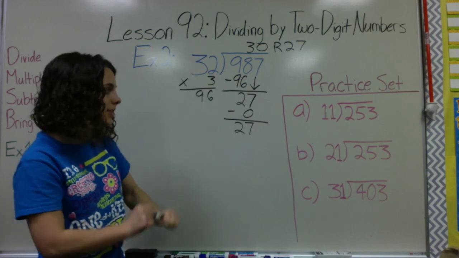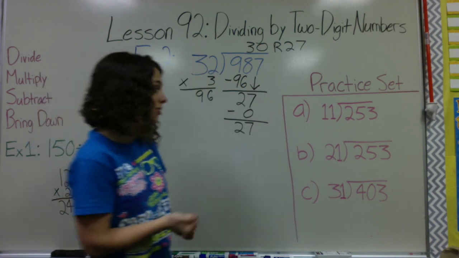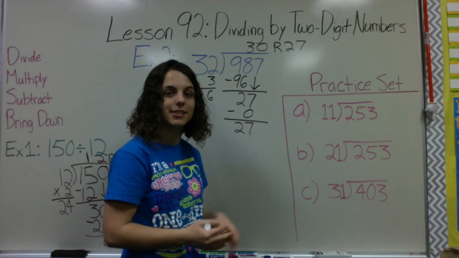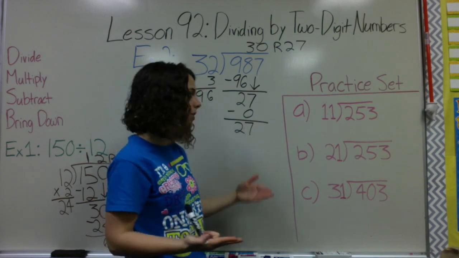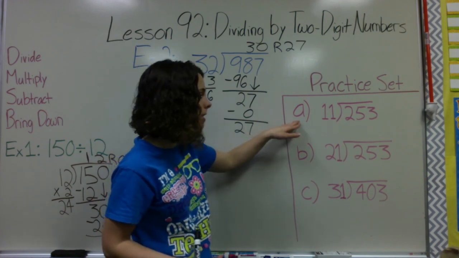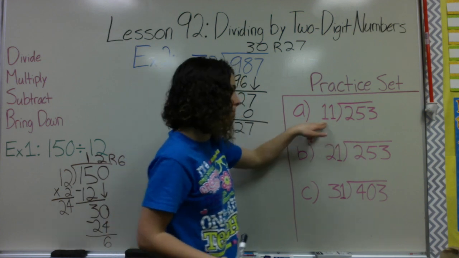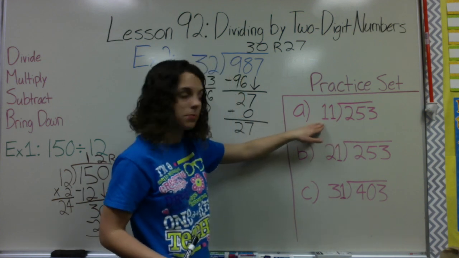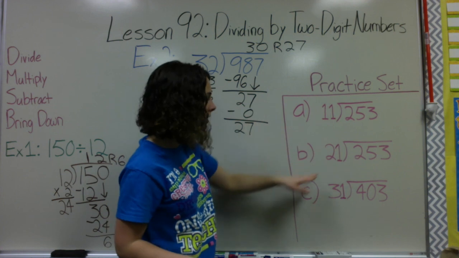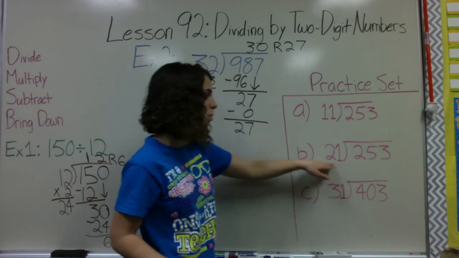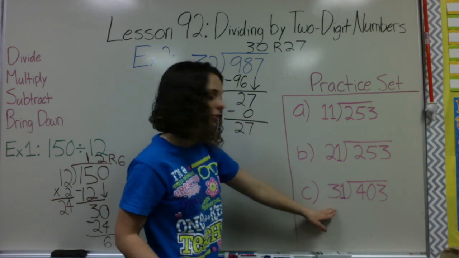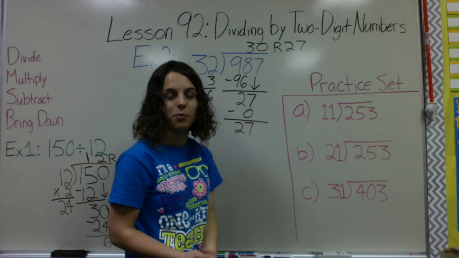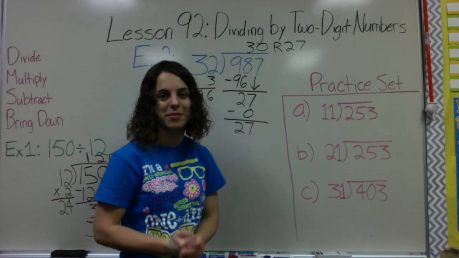So for your practice set problems, I'm only going to have you do letters A, B, and C since this is long division with 2-digit numbers, so it may take a little bit more time. We have 253 divided by 11. This one should be slightly easier because of the multiples of 11. And we have 253 divided by 21 and 403 divided by 31. I'll be checking your work for participation grade. Thank you very much for paying attention.